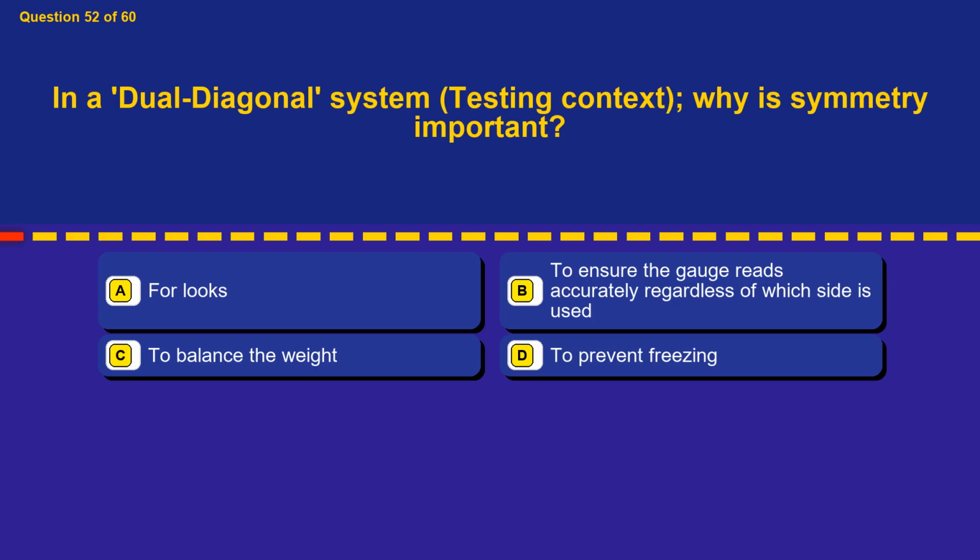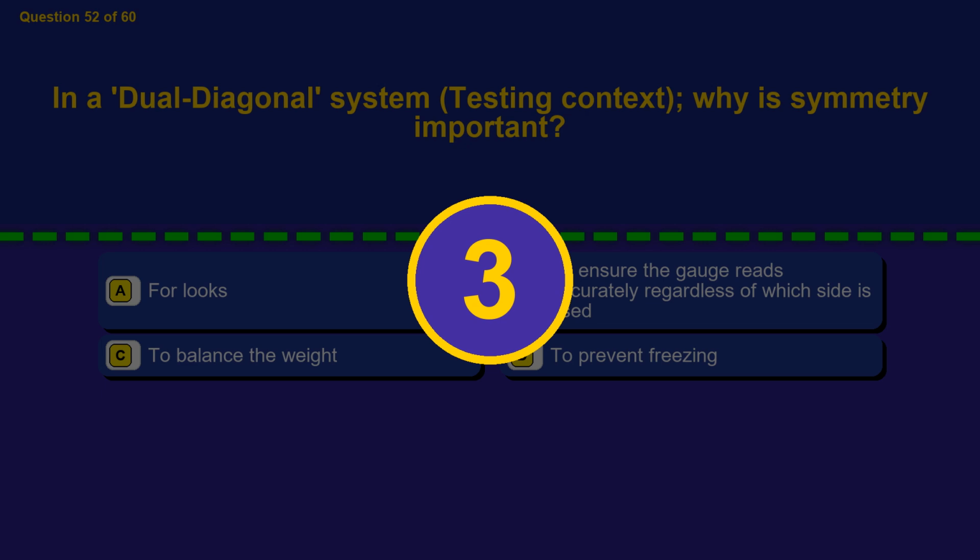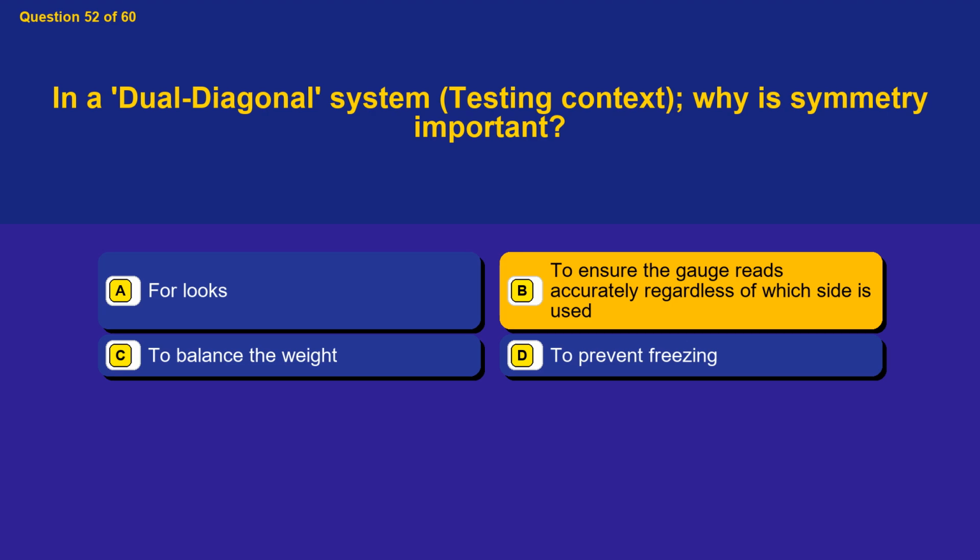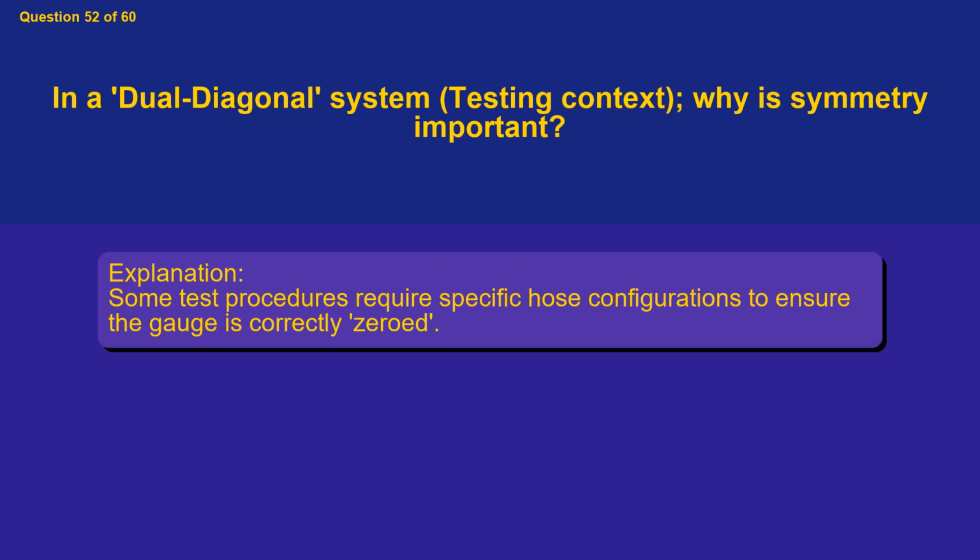Question 52. In a dual diagonal system, testing context, why is symmetry important? Option A, for looks. Option B, to ensure the gauge reads accurately regardless of which side is used. Option C, to balance the weight. Option D, to prevent freezing. The correct answer is option B, to ensure the gauge reads accurately regardless of which side is used. Some test procedures require specific hose configurations to ensure the gauge is correctly zeroed.